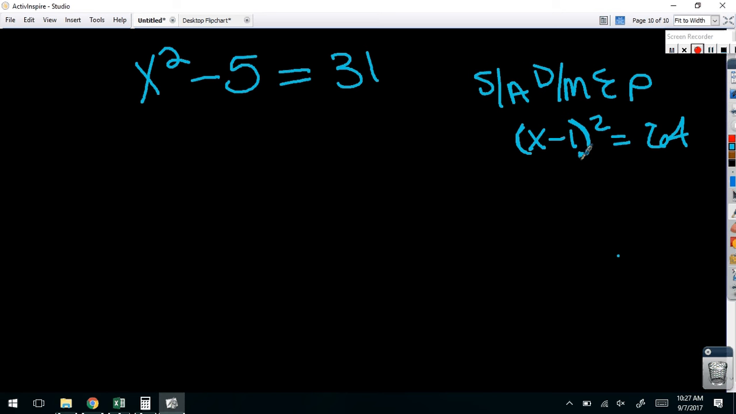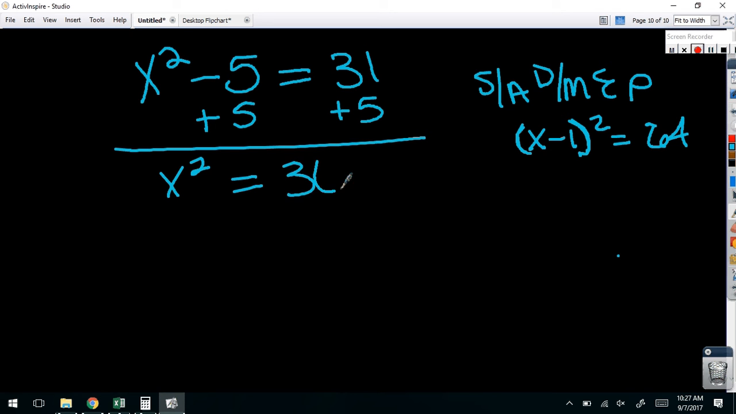So what do I do first? Add 5. Add 5, and then you get 36, and you're going to root. x squared equals 36, then square root both of them. That's right. Then you get 6, x equals 6. That makes sense. All right, so square root on both sides to get rid of the squared. Then you get x equals 6. Positive or negative. Thank you.